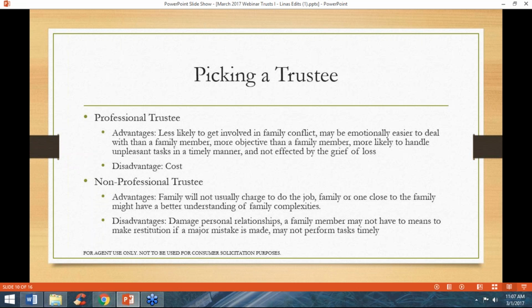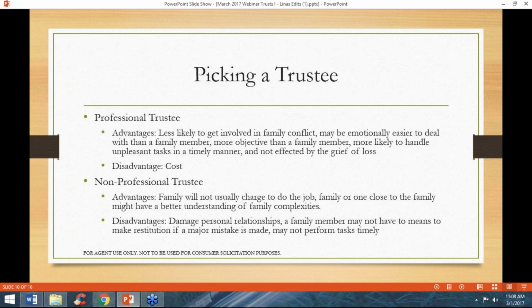One of the most important tasks when creating a trust is picking the best trustee for the trust. Trustees can be responsible family members, a trusted friend, an attorney or CPA, or even an institution such as a bank or a trust company. There are pros and cons to each option.